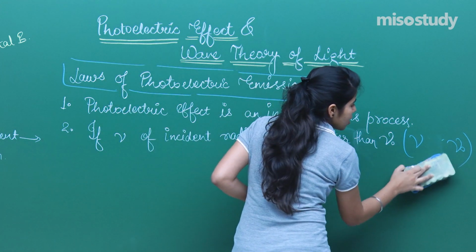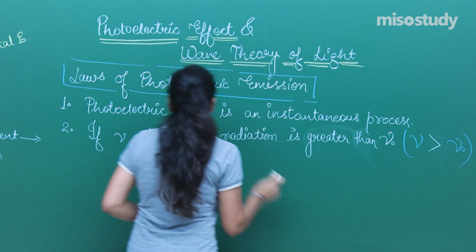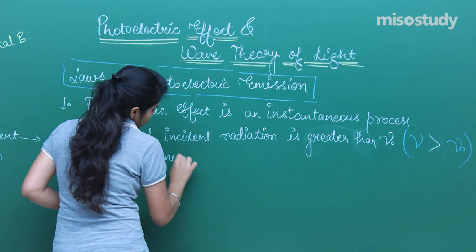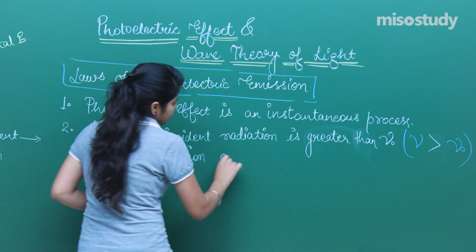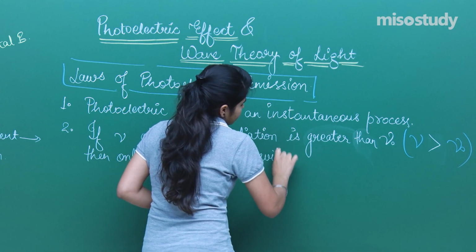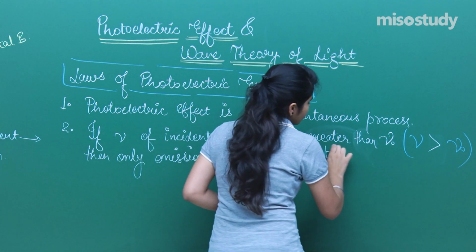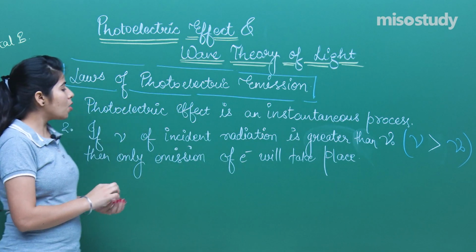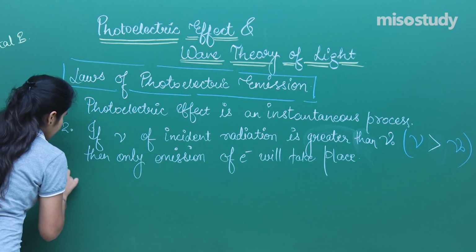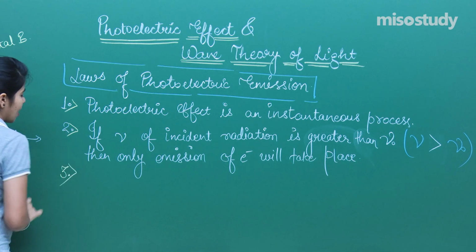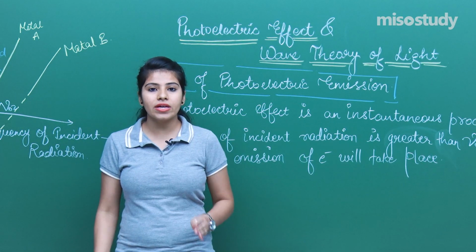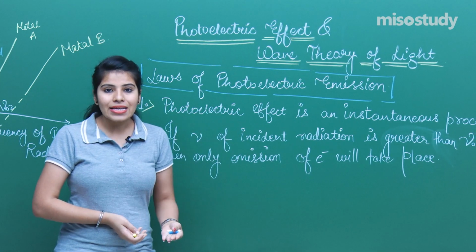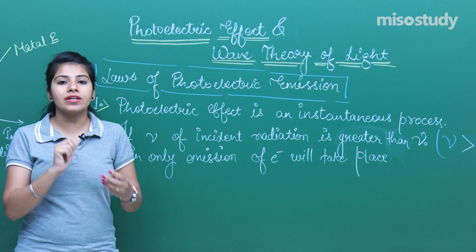And change the sign as well. If nu is greater than nu naught, then only emission of electron will take place, otherwise not. You can note down these laws of photoelectric emission because this is an important thing that you should remember. Now if I talk about the third law, this third law says that the intensity of the photoelectrons, or I can say the intensity, is dependent upon what?